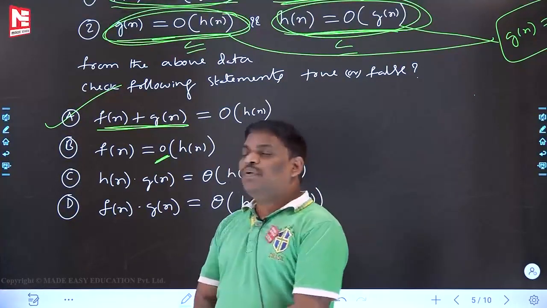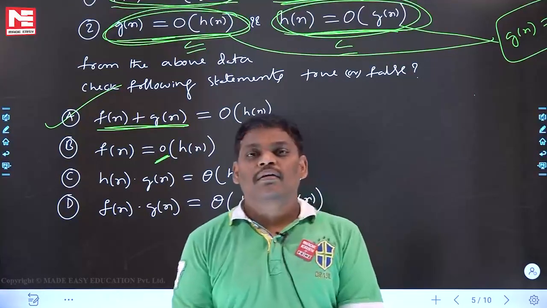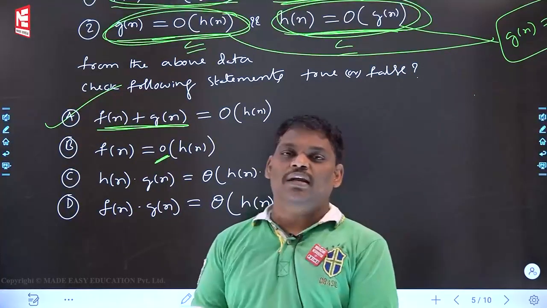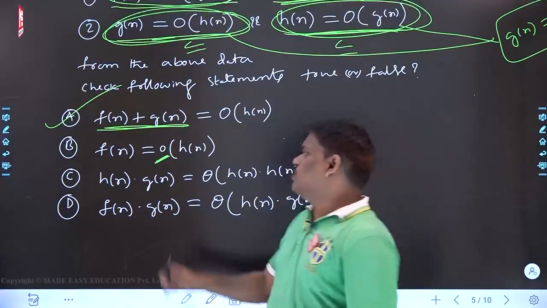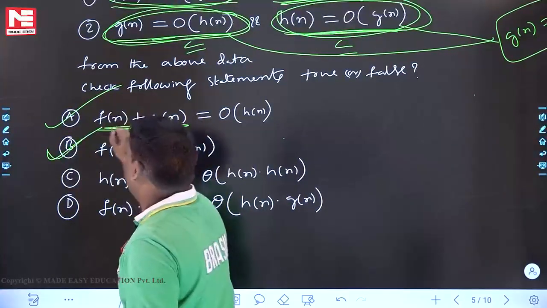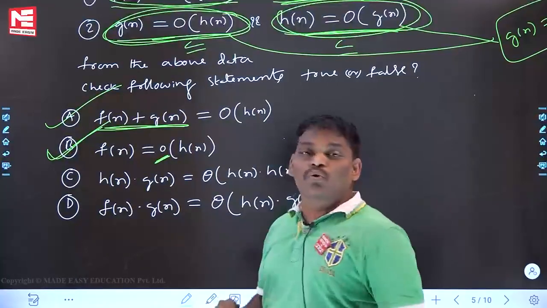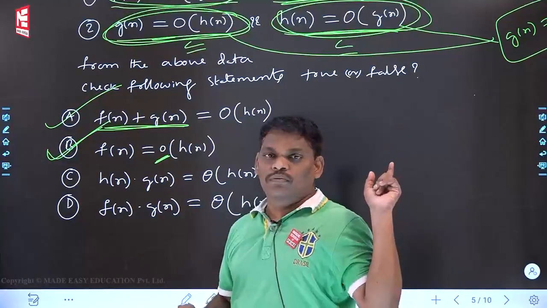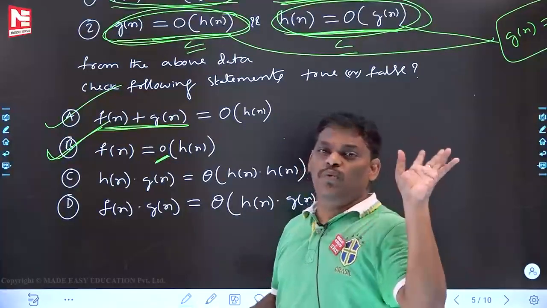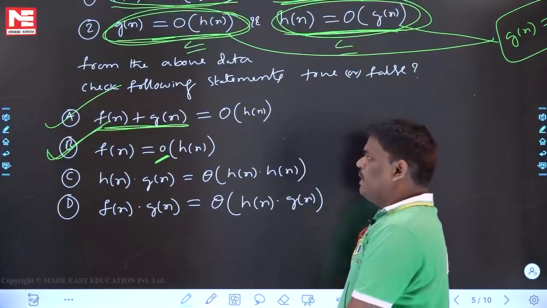Option B: F of n is small o of h of n. What is the meaning? Option B is saying that the right hand side is strictly greater compared with the left hand side. Of course, F of n is smaller, h of n is bigger. True. Small o true means big O is also true. Big O true doesn't mean small o. Fine, B is also fine.